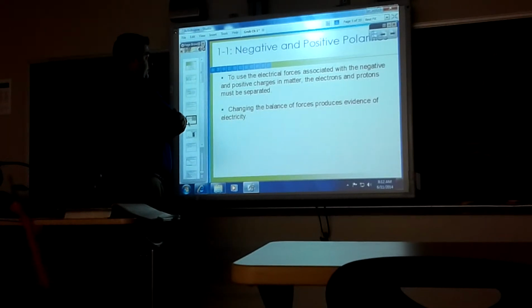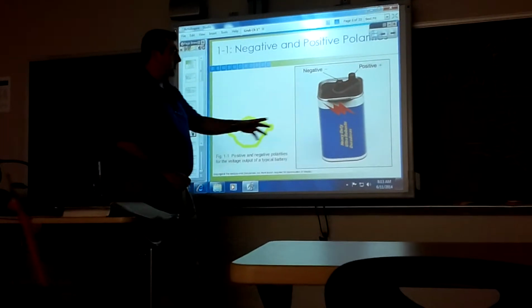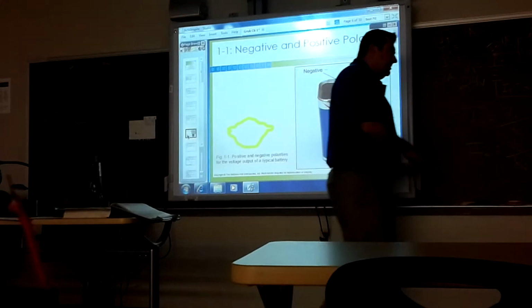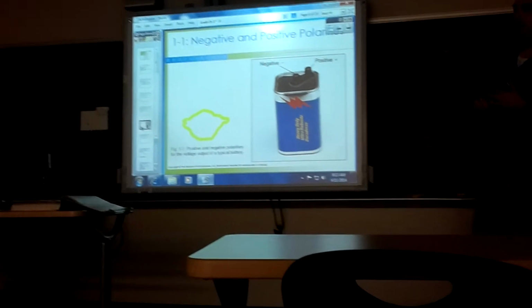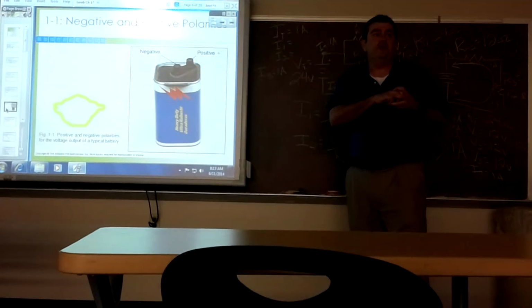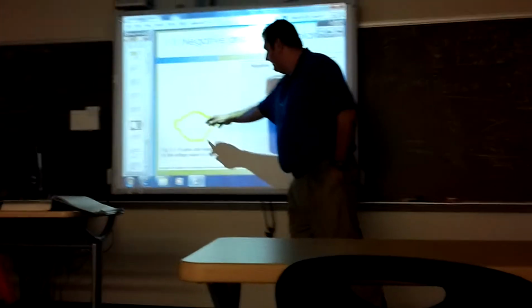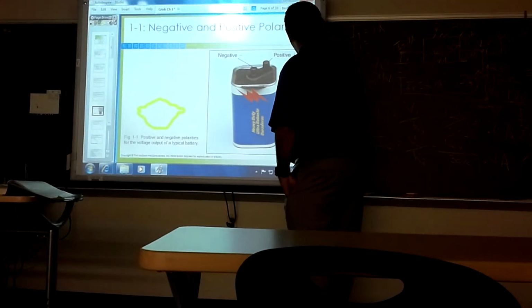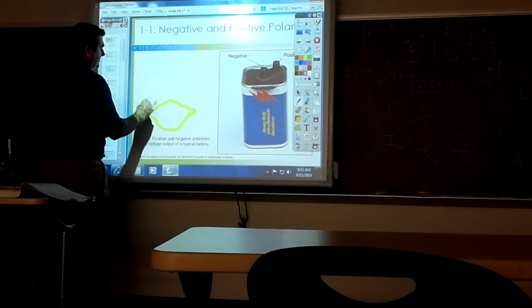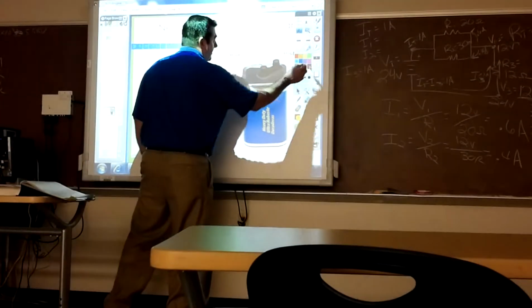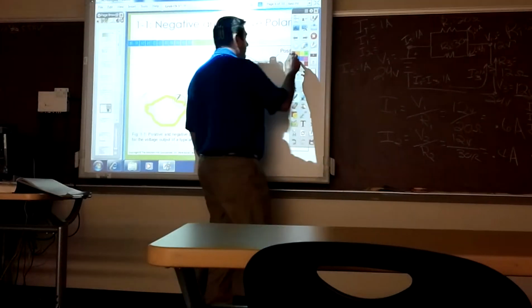To use electrical forces associated with negative and positive, they must be separated. How do we separate them? Well, we can separate them with chemical energy. We can take a chemical substance such as acid, and it will separate the electron away from the atom. It'll pull it away. So we can take a lemon and make a battery with it. Take a galvanized nail, drive it into one side of the lemon. Take a copper penny, shove it into the other side of the lemon.